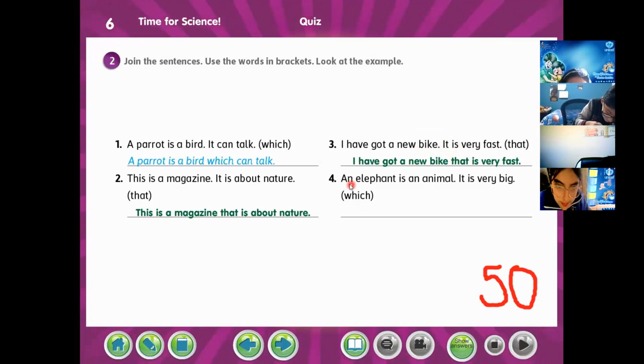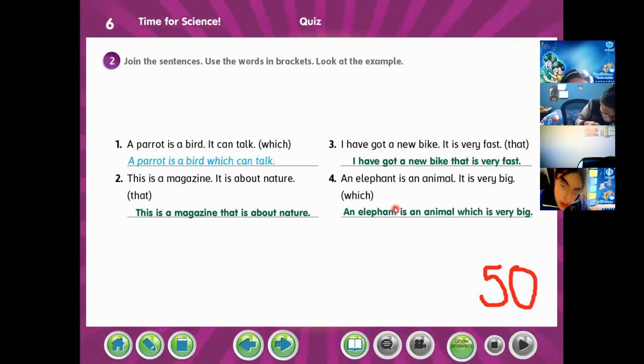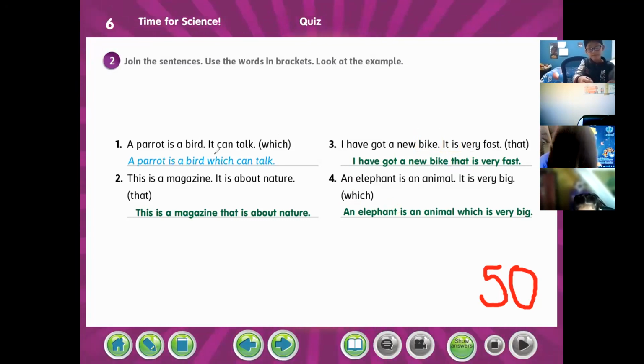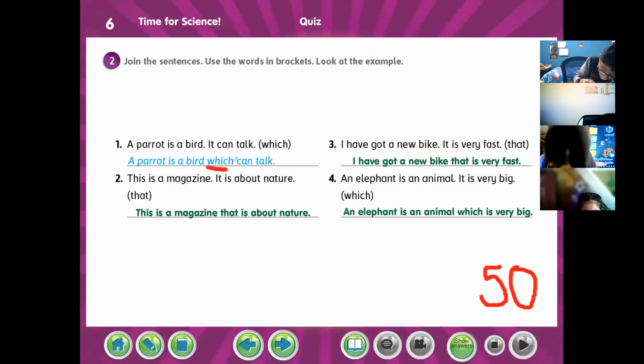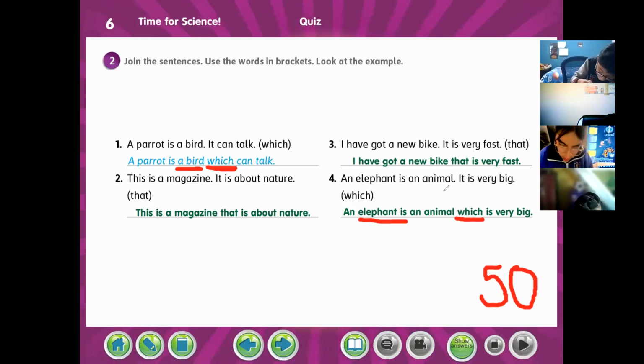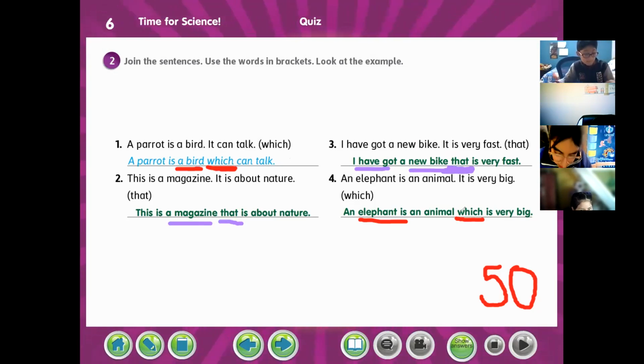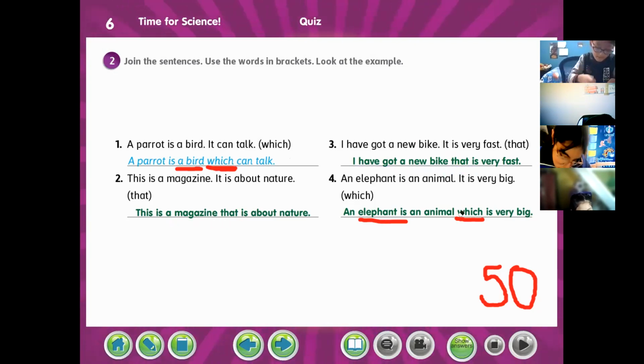Okay, Romina, help us. Number four. An elephant is an animal which is very big. Yeah, good. Which is very big. My friends, when you create your riddle, because you are going to create another riddle, you are going to use which, remember, for animals. And you are going to use that for color, for objects, for things, okay? Remember, which for animals, that for objects, for the color. Water riddle.